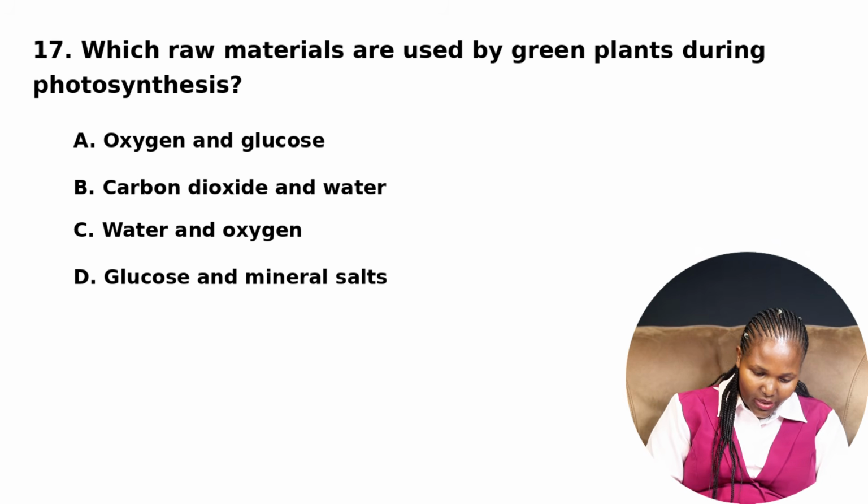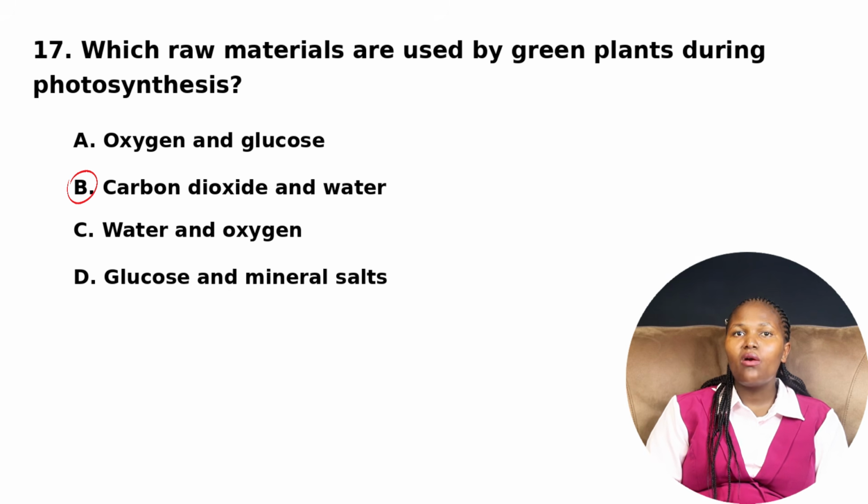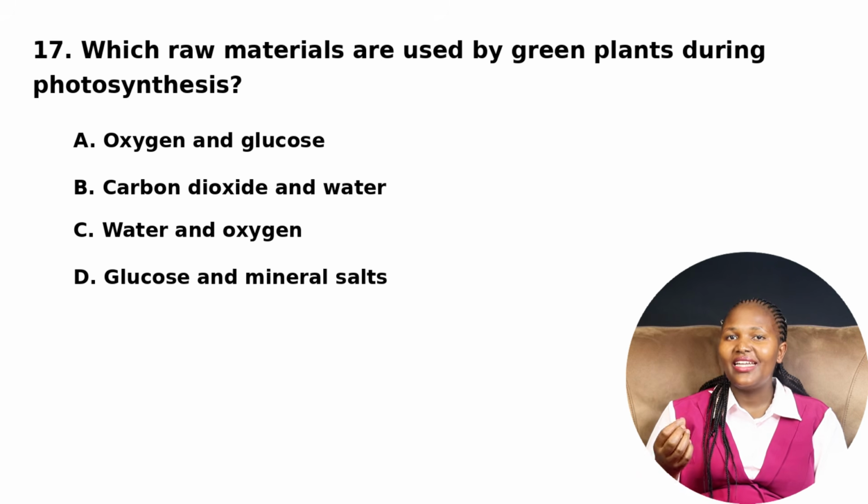So we have our options there. We have oxygen and glucose, carbon dioxide and water, water and oxygen, glucose and mineral salts. The correct answer there is B, carbon dioxide and water, because carbon dioxide and water are converted using light energy, you see. So when it comes to this kind of question, also remember that photosynthesis needs carbon dioxide, water, light, and chlorophyll, to do what? To produce glucose and oxygen, which is very useful to the plant.